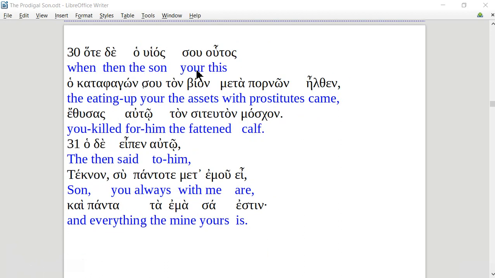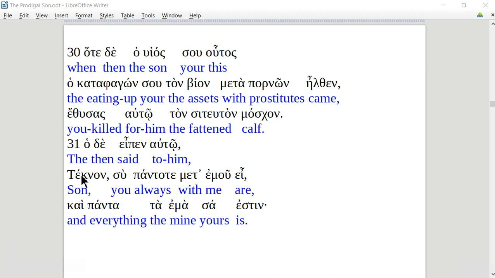Hote de ho huios sou houtos, when the son your this, the one who has been eating up your assets with prostitutes, came, you killed for him the fatted calf. The father then said to him, it seems on the surface of it, doesn't it, that the older son has a case. He has a case.